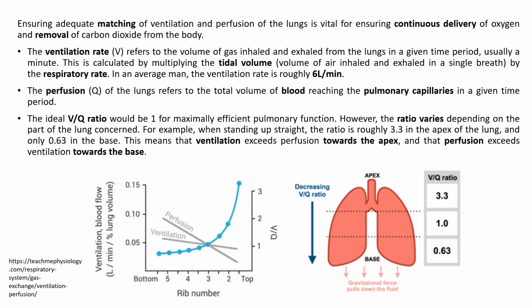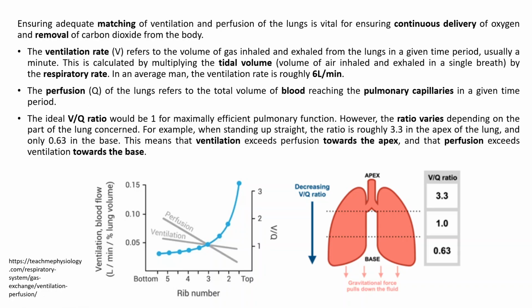Okay. Then you have this component called Q, which is your perfusion. Perfusion, with respect to the lungs, refers to the total volume of blood reaching the pulmonary capillaries in a given time period. Pulmonary capillaries are the capillaries surrounding your alveoli, and they are very important for the actual gaseous exchange. So the total volume of blood that reaches these capillaries in any given time period is your perfusion, or your Q.